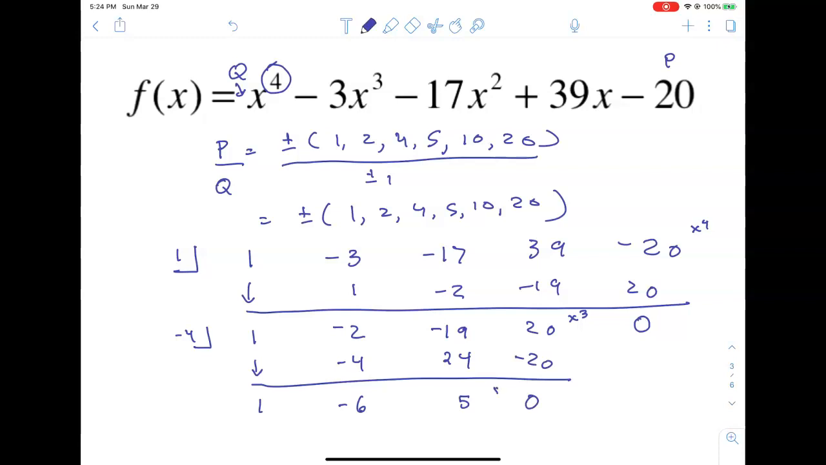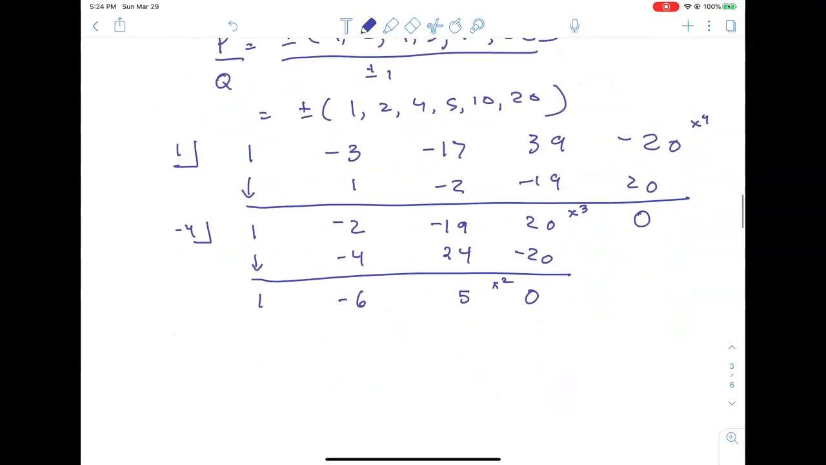So now this part right here is an x squared. Let's see if we can solve that. So that's x squared minus 6x plus 5 equals 0. I think that definitely factors: x minus 5 and x minus 1. Ooh, this is interesting. All right, so 5 and 1.